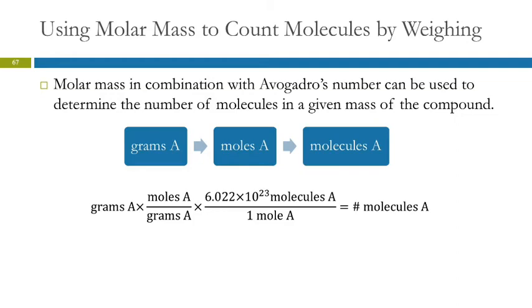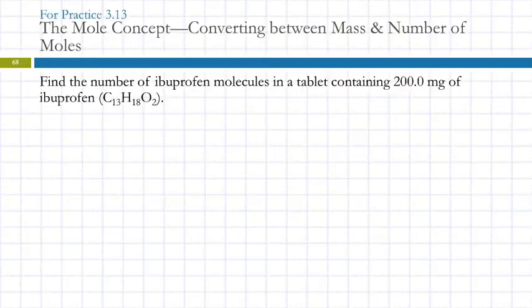So just like we used molar mass to count atoms by weighing, we can use molar mass to count molecules by weighing them. So grams of the compound to moles of the compound to the number of molecules of the compound. So grams to moles, that's the molar mass as a conversion factor. And then here we're going to use Avogadro's number again.